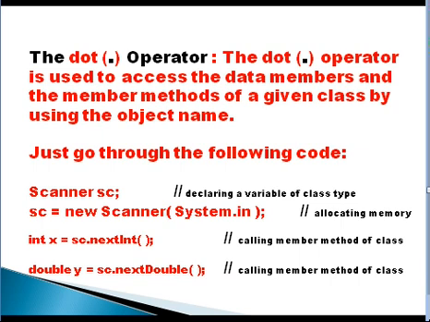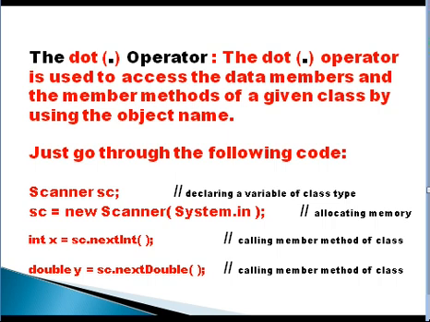So this is what it does. Another example, double y is equal to sc.nextDouble. Now nextDouble is another method of the Scanner class. So I'm calling this method by making use of the dot operator. So I hope you are able to understand the use of it.